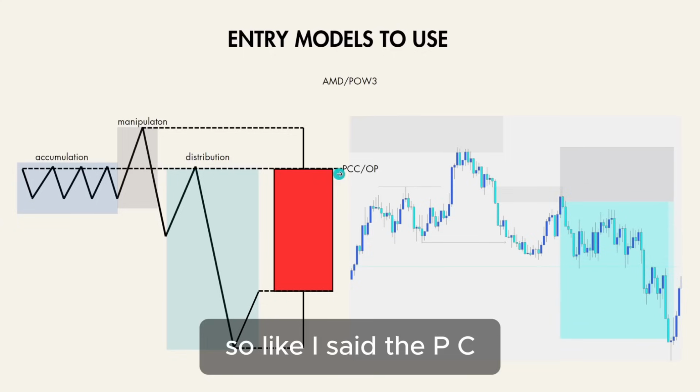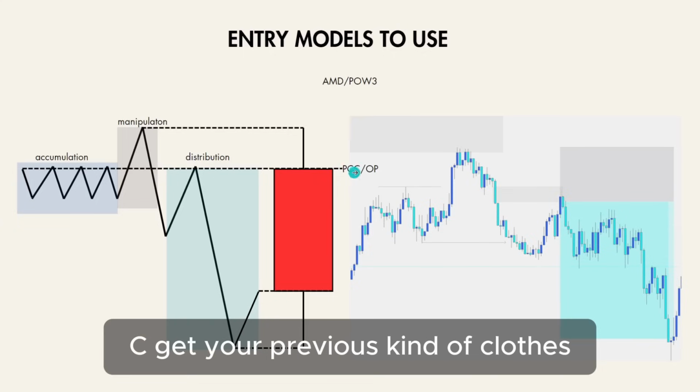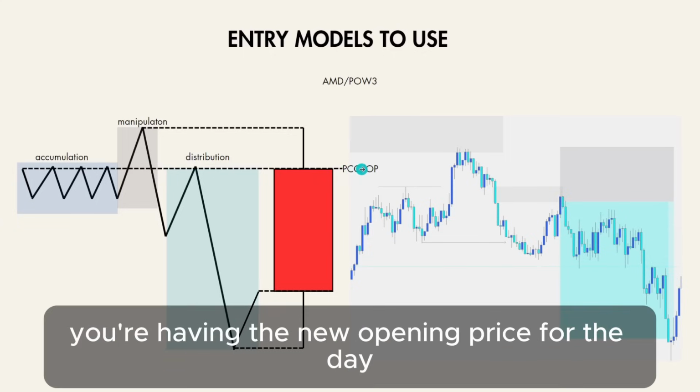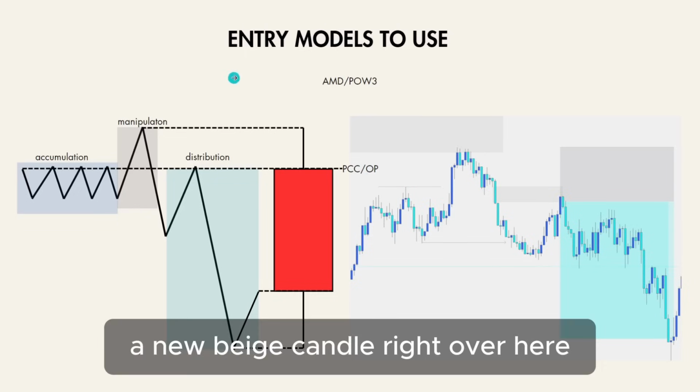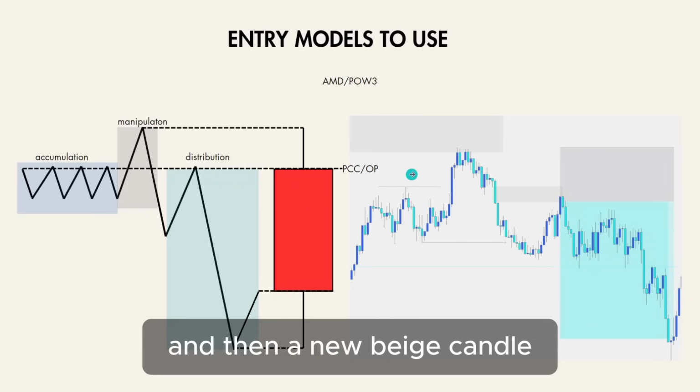As I said, the PCC, okay, your previous candle close, and at that same moment, you're having the new opening price. Bearish candle right over here, and then a new bearish candle.